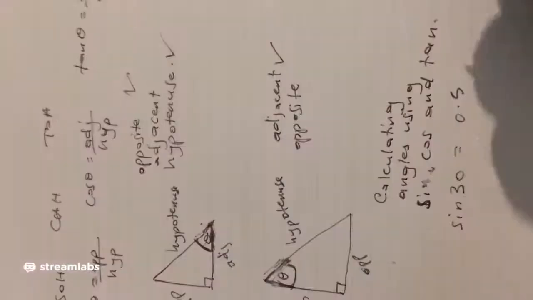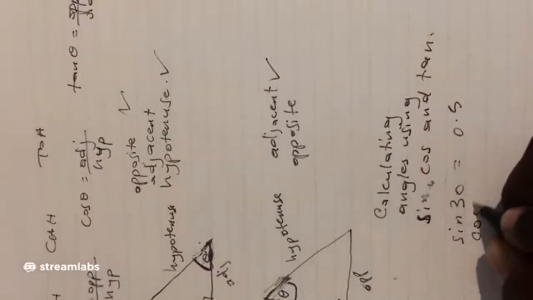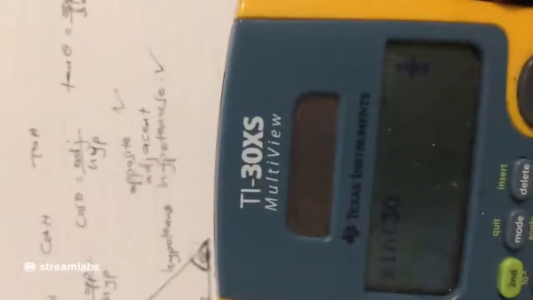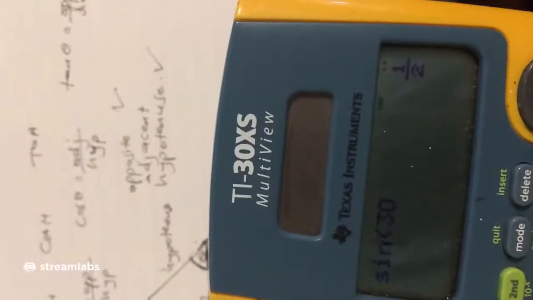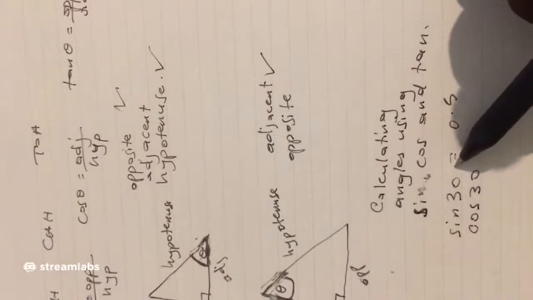Alright, so now let's look at cos 30. Let's see what cos 30 is. We're going to calculate it using the same principle. Can somebody tell me what cos 30 is? Work it out and tell me what cos 30 is. Do that over, please.